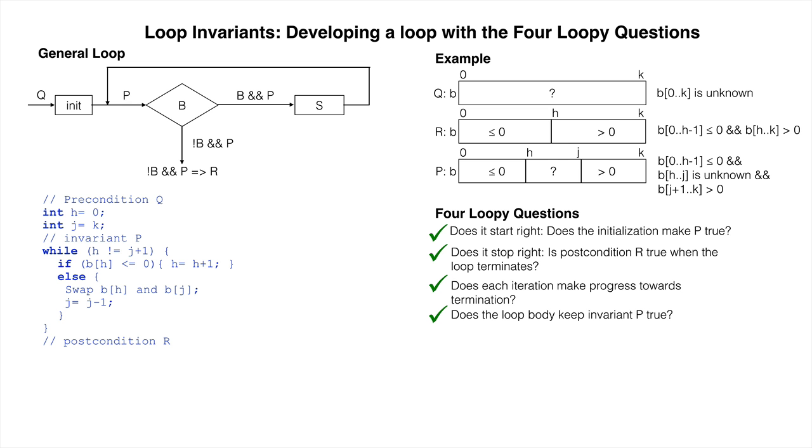We have satisfied the last two loopy questions. This yields the algorithm shown here. We have used the loopy questions to develop the initialization, the loop condition, and the loop body. We know that the algorithm is correct because we have satisfied all four loopy questions.